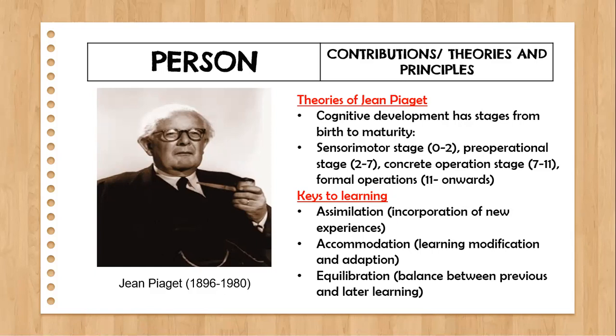And third is equilibration, the balance between previous and later learning. From the word equal, it is very important that there is a balance in the teaching and learning process. So we have to balance our previous and later learning. That is called equilibration. The first one is called assimilation and the second one is called accommodation. And these came from Jean Piaget.